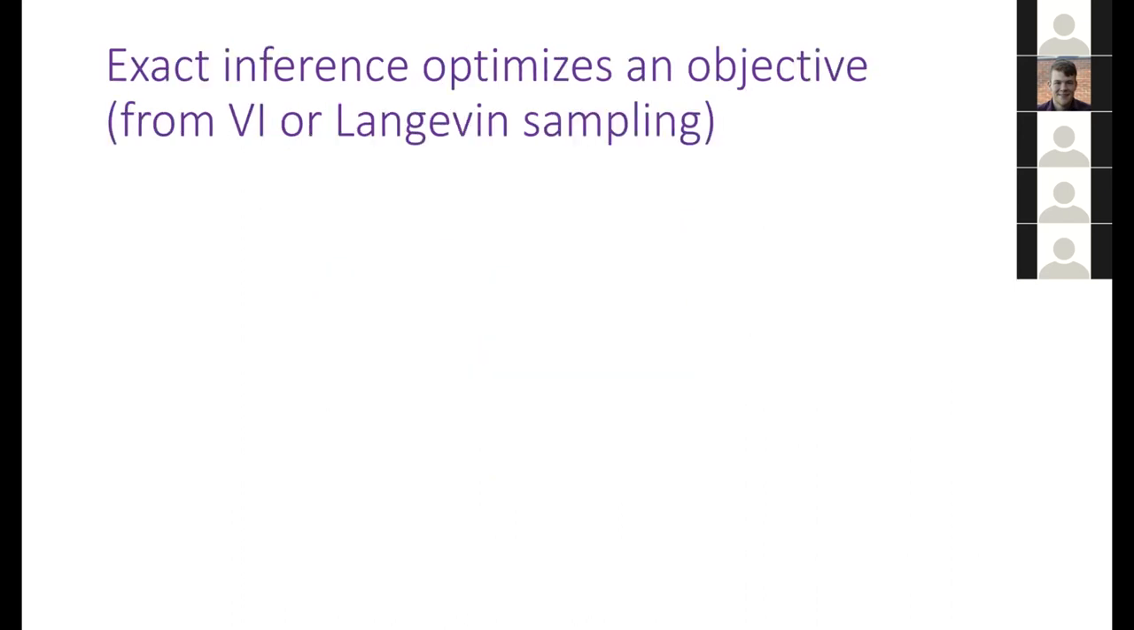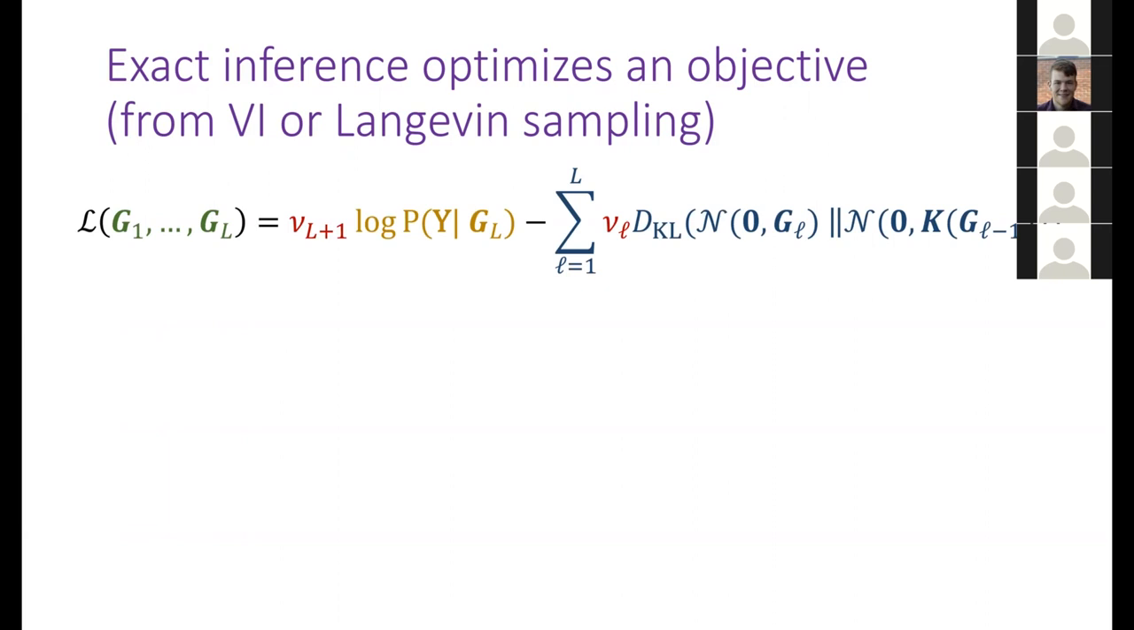Okay. So practically, how does this work? It turns out that exact inference in this slightly weird network where I've copied the data optimizes an objective. You can get this either from variational inference or from Langevin sampling. It's from Langevin sampling that we can say this is actually exact inference as opposed to some approximation. And that objective looks something like this. So let's split this down into terms now.